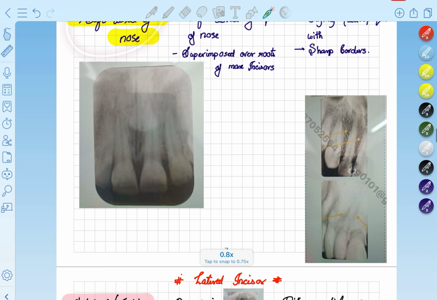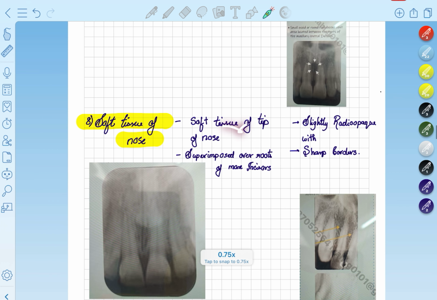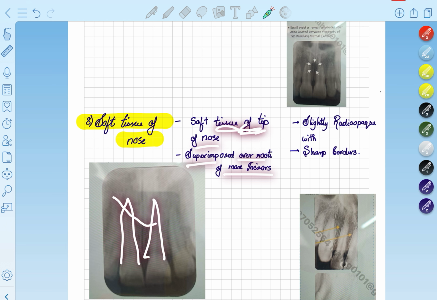The next part is the soft tissue of the nose. As we can see here, this is the overlapping structure. It is the superimposed soft tissue of the tip of the nose over the roots of the maxillary incisors. This is our maxillary incisor, and this superimposition is slightly radio-opaque with sharp borders. The borders are very sharp.